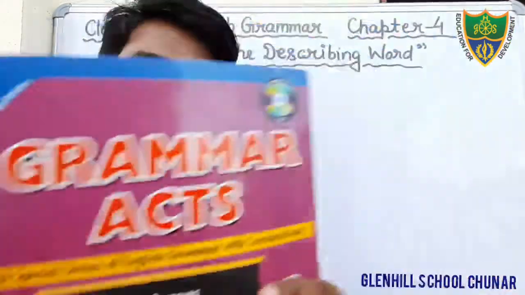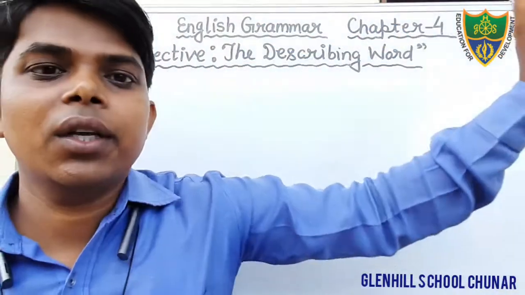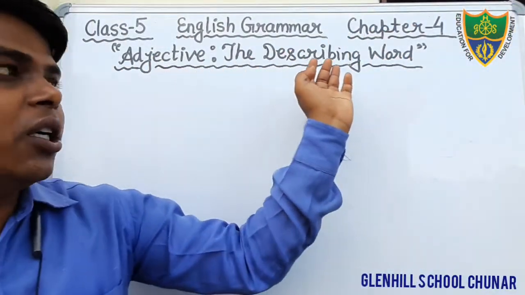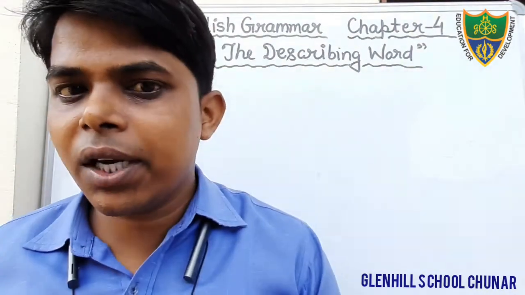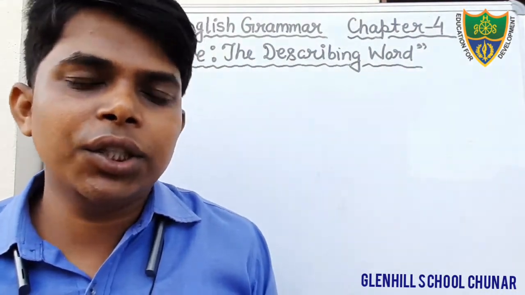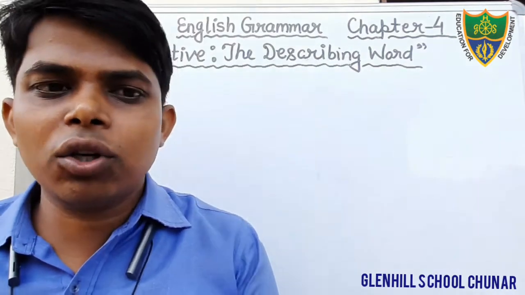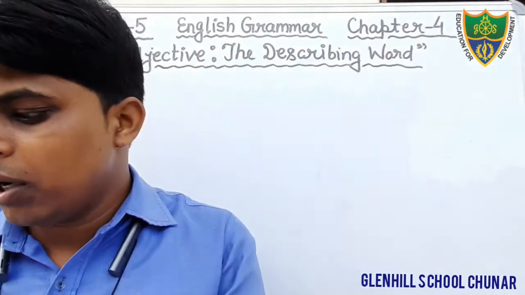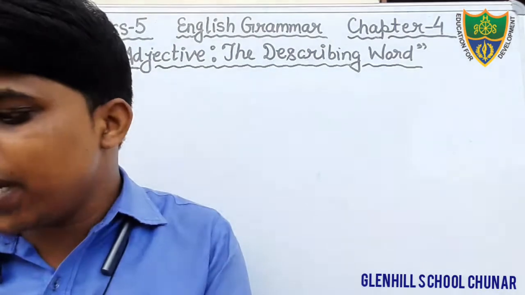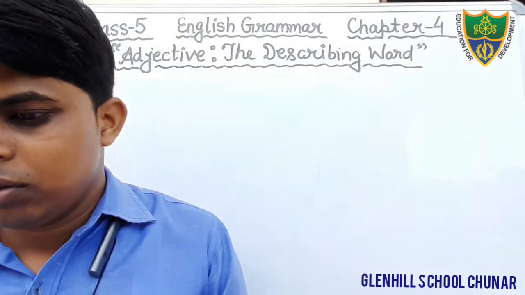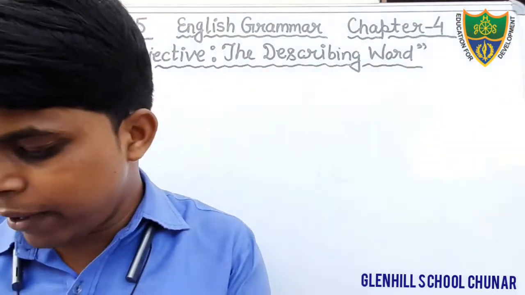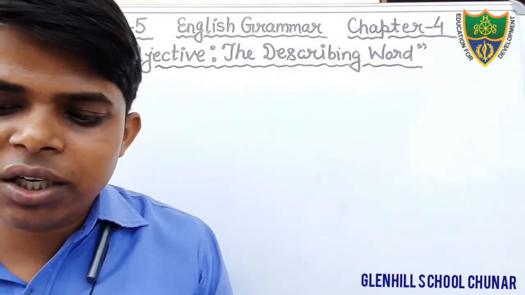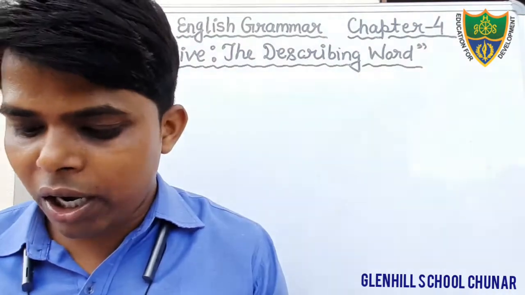Dear students, in the previous classes you were discussing chapter number 4, that is adjective, the describing word. In this chapter we have read the definition of adjective, features of adjective, kinds of adjective, degree of comparison, synonyms and antonyms. And we have also completed the exercises given in your book at page number 19 and 20. Okay students, just see, I have completed exercise first, which is given at page number 19, and exercise second and exercise third also.